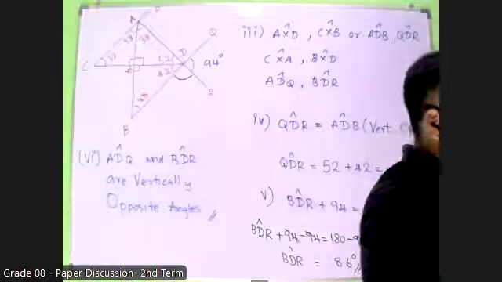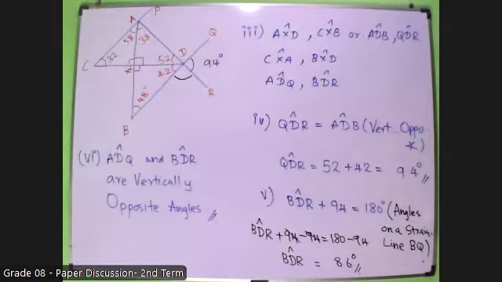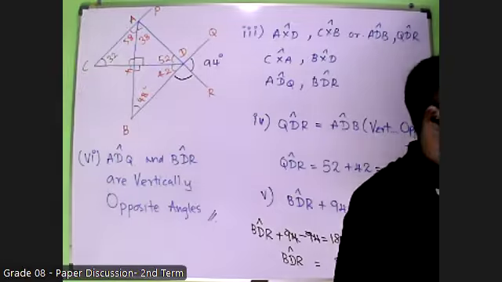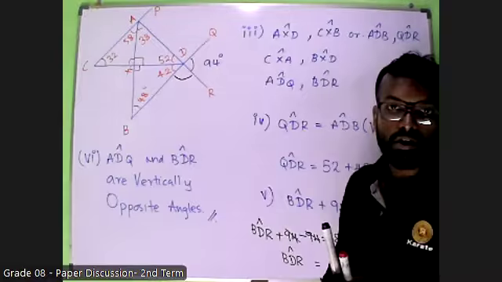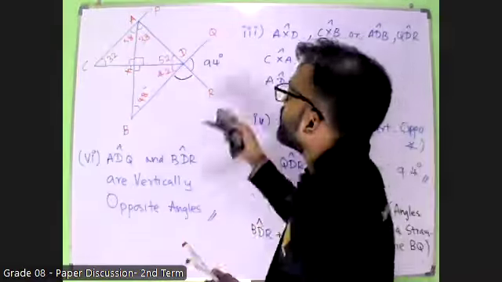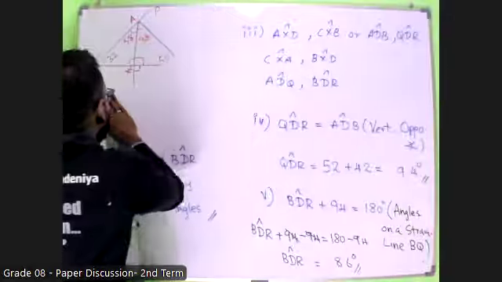Right, in the third question, let's move to the third one now. So it is 10-5.